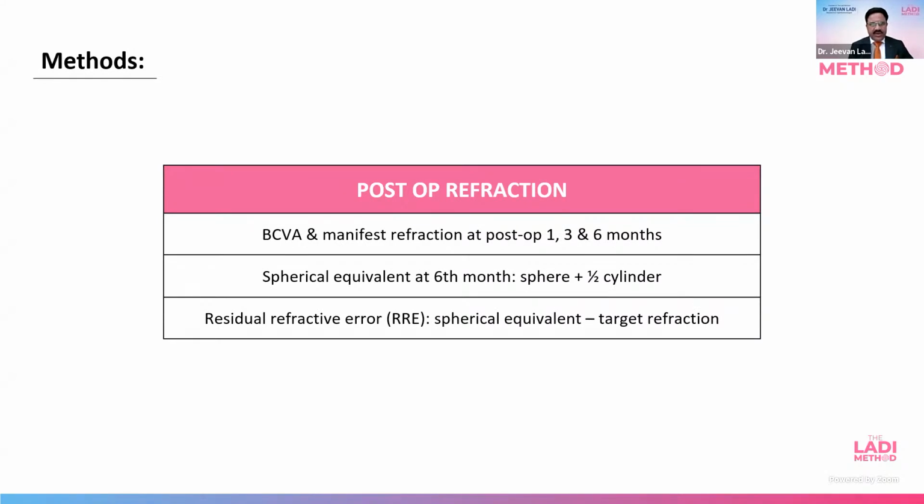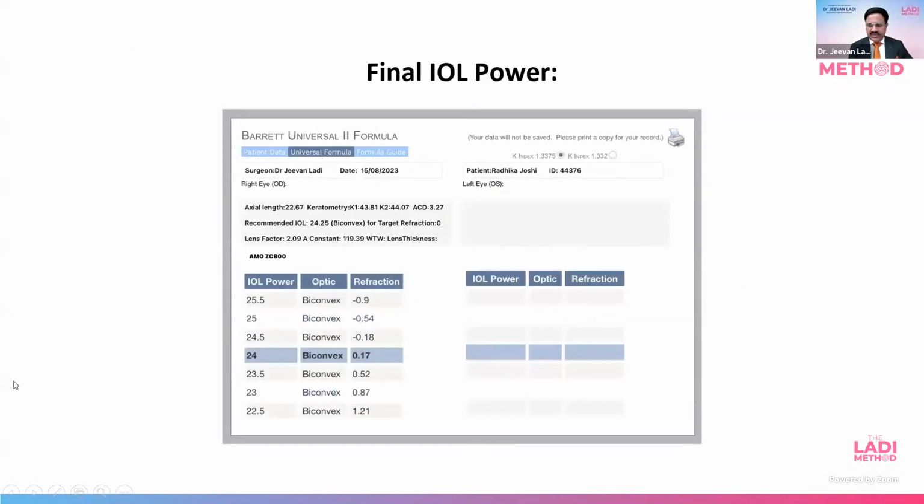Post-operatively, best corrected visual acuity and manifest refraction at post-op 1 month, 3 months, and 6 months were recorded. The spherical equivalent is taken at the end of 6 months, where sphere plus half of the cylinder is added to get the spherical equivalent. So the most important part of this study is the residual refractive error. That is the spherical equivalent which you are getting at the end of 6 months minus the target refraction, whether you have kept the target refraction of 0 or minus 0.5. It's very simple to calculate that way.